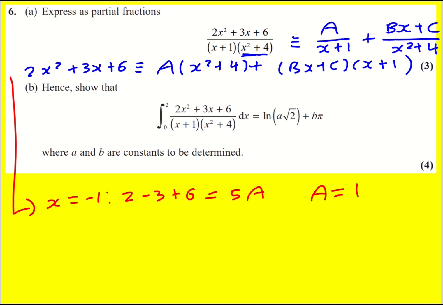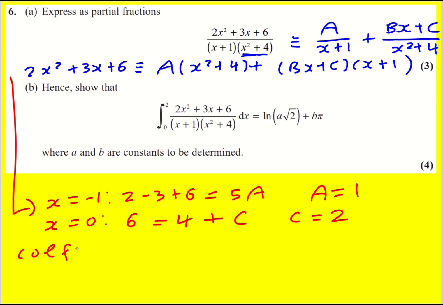1 down. Now, good shout is to go with x equals 0, because that will get rid of B. So I will get, it's just very easy to sub in 0. So we get 6 equals 4A, which is just 4, because I've worked out what A is. And then it'll be plus, well, it's just going to be C times 1, so C. So C is equal to 2.